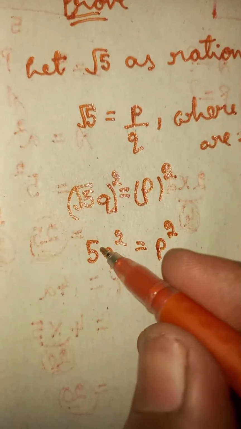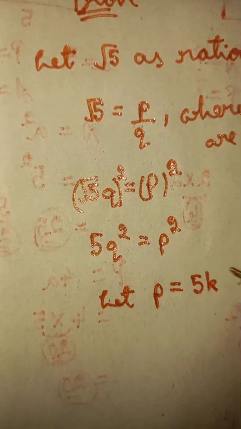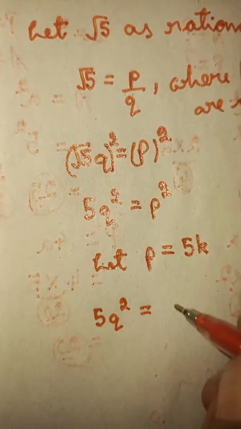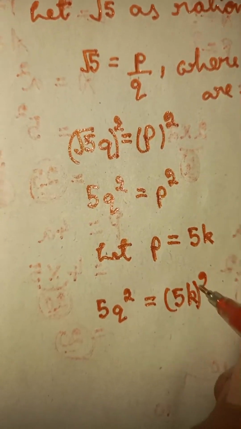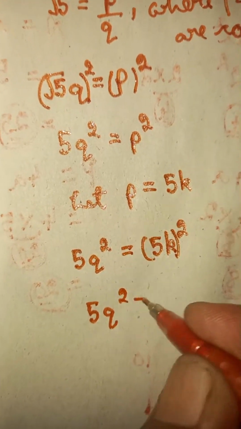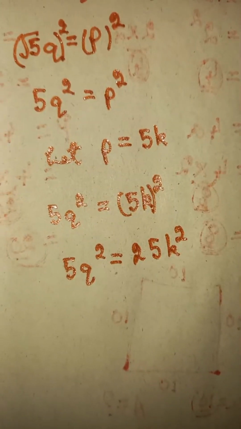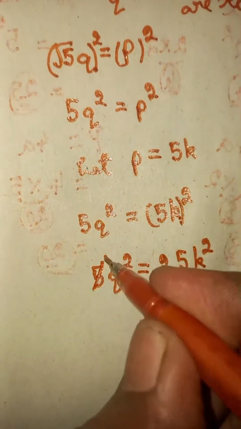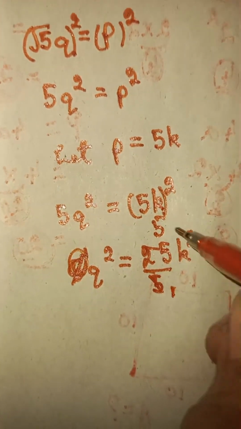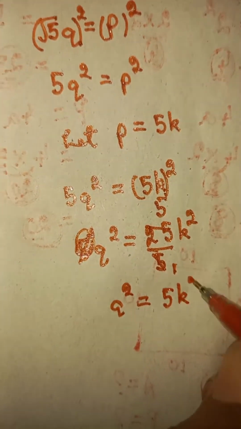Now you're going to get this one. Let's take p equal to 5k. Now you need to write p as 5k. 5q squared equal to 5k whole squared. 5k whole squared means you're going to get 5q squared equal to 5 squared, which is 25, and k squared remains as k squared. Now you can divide this 5 one time, 5 five times, or you can send this 5 here, and afterwards you can divide. q squared equal to 5k squared.